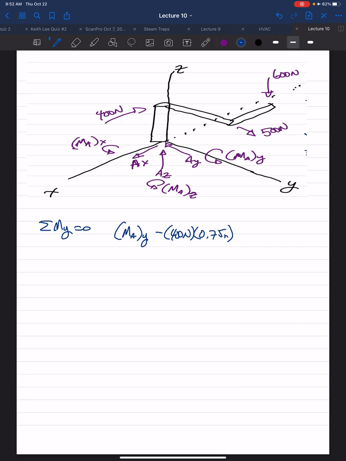So the 600 Newton force causes a clockwise, so negative, rotation about the y-axis. The perpendicular distance from the 600 Newton force to the y-axis is 0.75 meters. Solve for MA sub y.